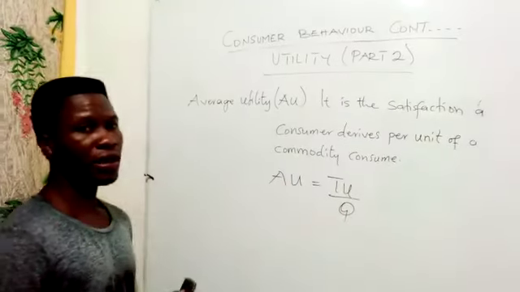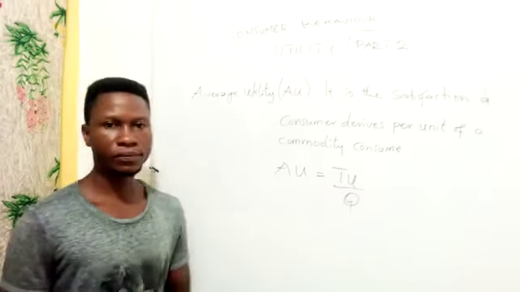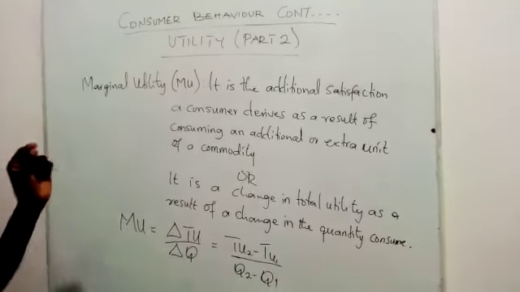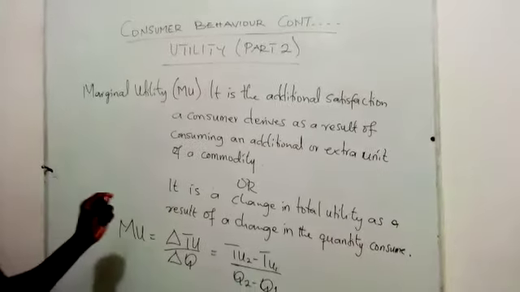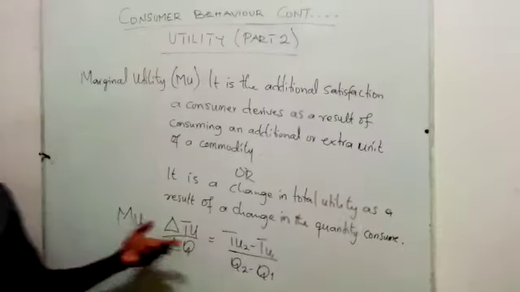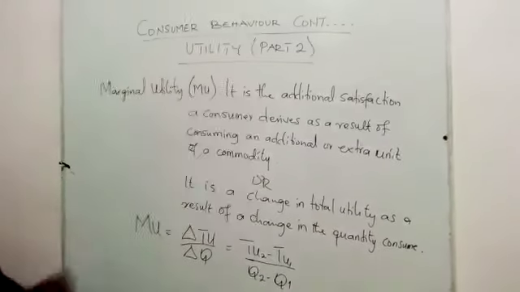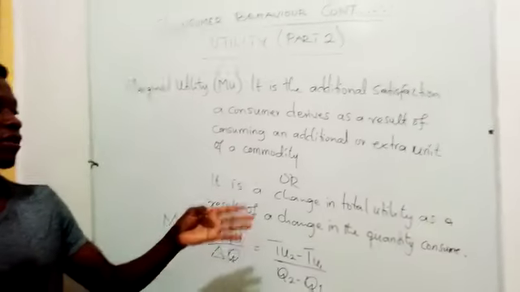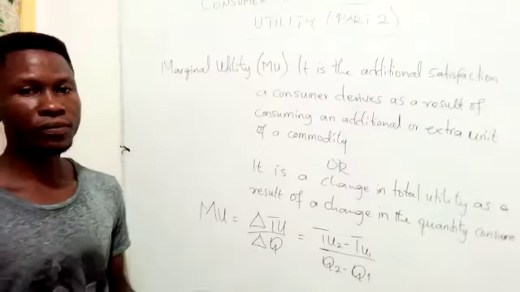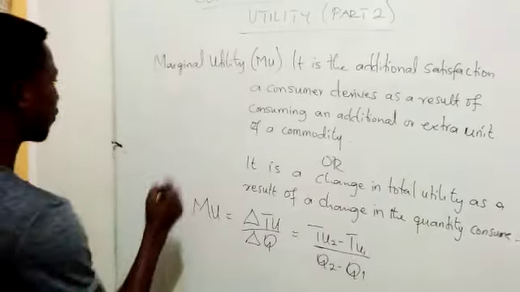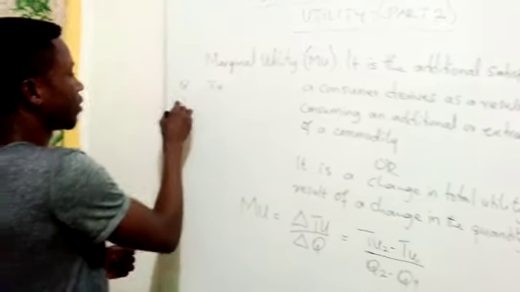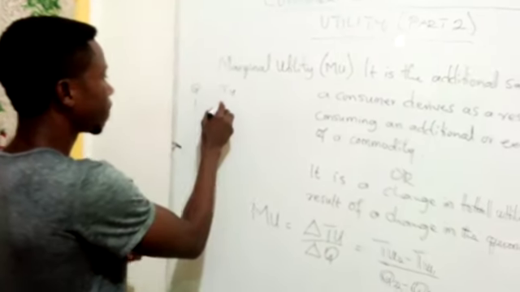Now let's move on to look at the marginal utility. The marginal utility is the additional satisfaction a consumer derives as a result of consuming an additional or extra unit of a commodity. Is that okay? Or we can say that it is a change in total utility as a result of a change in the quantity consumed. For instance, if I consume 1 bottle of water, this is the quantity, this is my TU, and this 1 bottle of water is giving me 5.